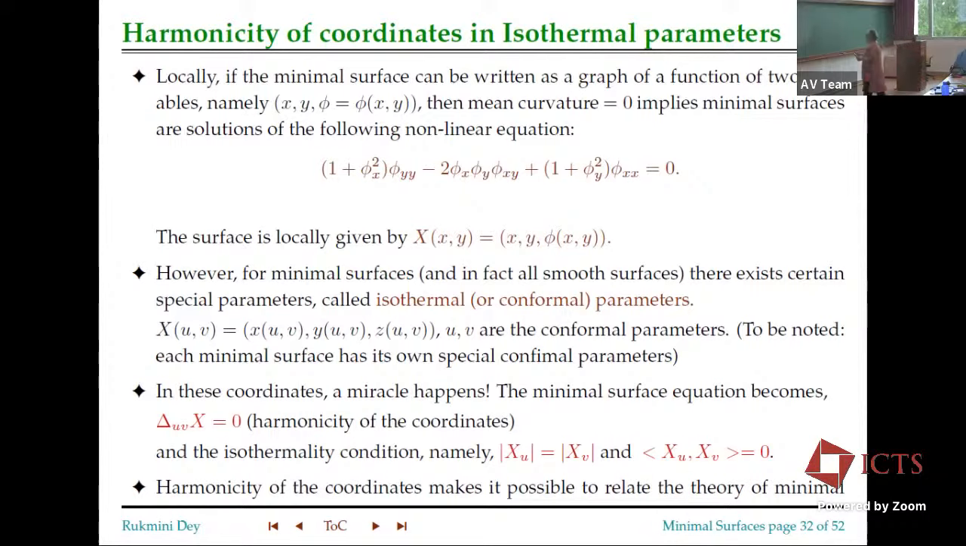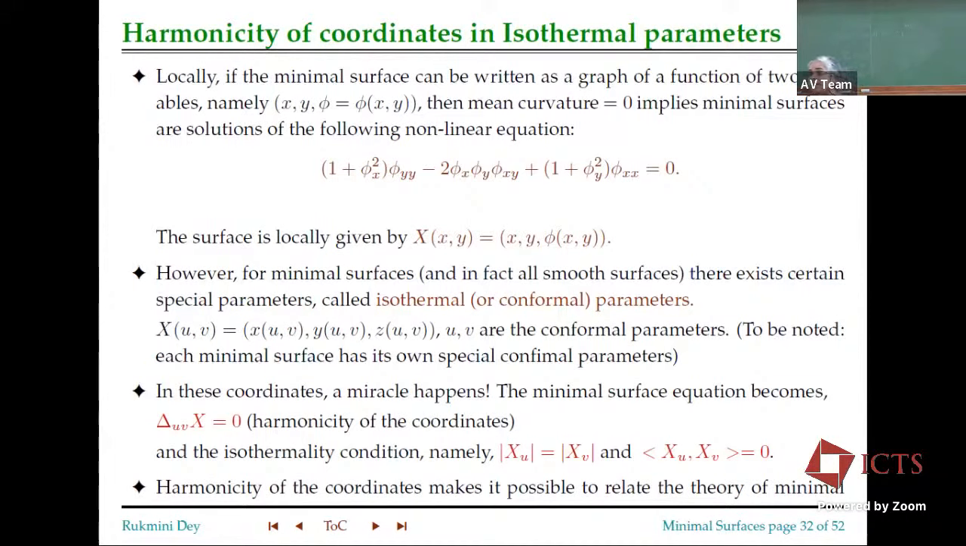What does harmonicity of coordinates mean? I have written it as x of u, v, y of u, v, z of u, v, right? Harmonicity of the coordinates means you take the x coordinate, x uu plus x vv equals 0, that's one equation. The second equation is y uu plus y vv equals 0. And the third equation is z uu plus z vv equals 0. Now you can ask, what about nonlinearity? These are three linear equations, right? So the nonlinearity is in this choice of the conformal parameters, u and v.